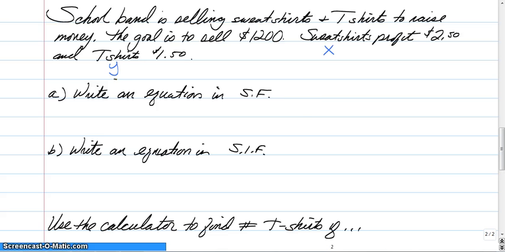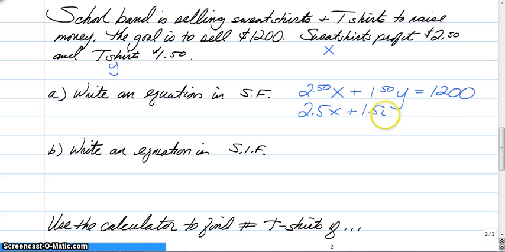Well, we are going to make a profit of $2.50 per sweatshirt plus $1.50 per t-shirt, and we need to make $1,200. So we can make that simpler and just call it 2.5x plus 1.5y is equal to 1,200.